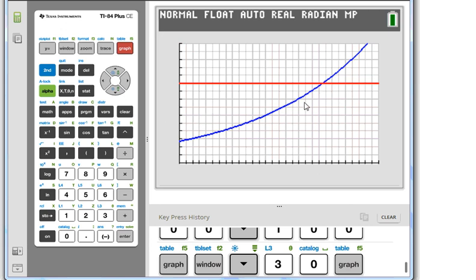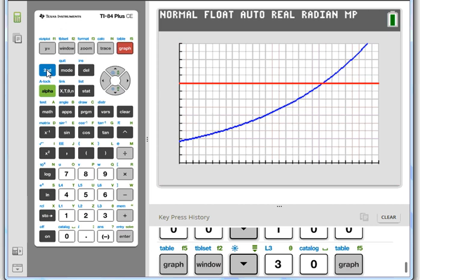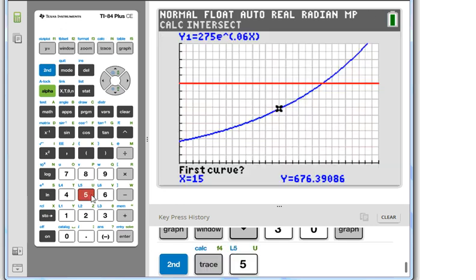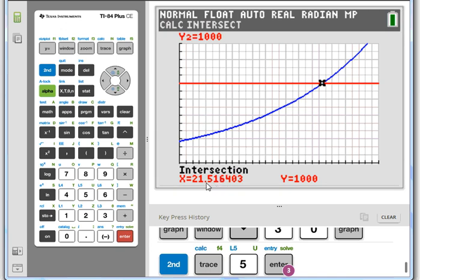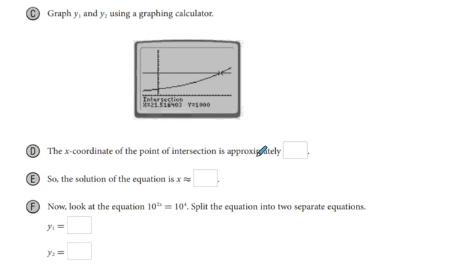Now graph, we should see the intersection. So that's it. To find the intersection point, we go to second, trace 5, enter, enter, enter. So we get x equals 21.51652, we'll call it 21.52. In the context, that's going to be years. Okay, so that's how we would find that one.